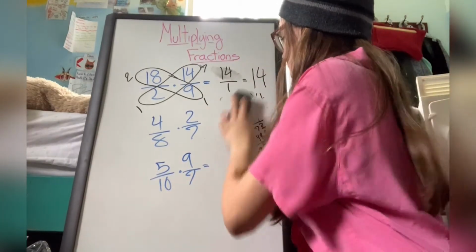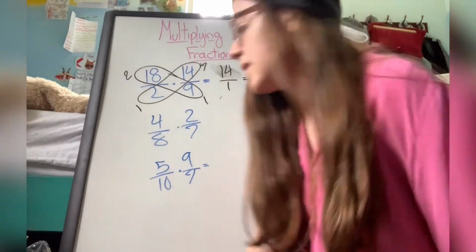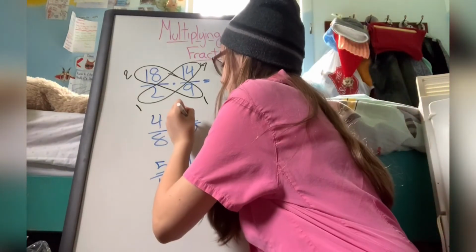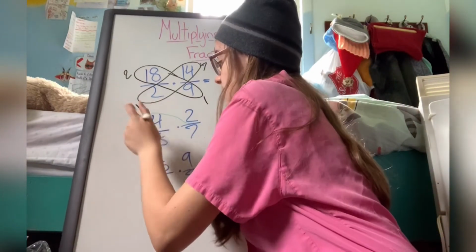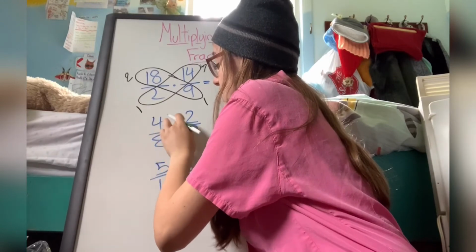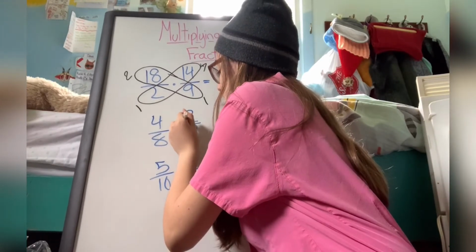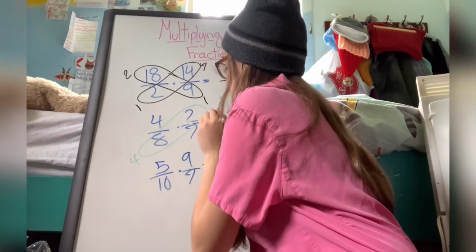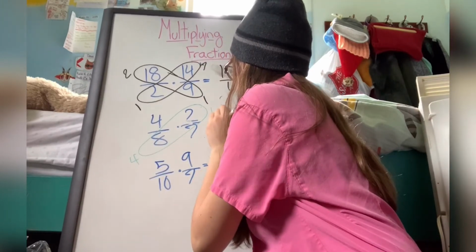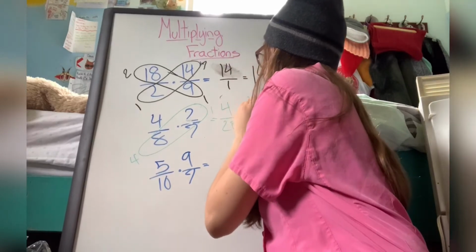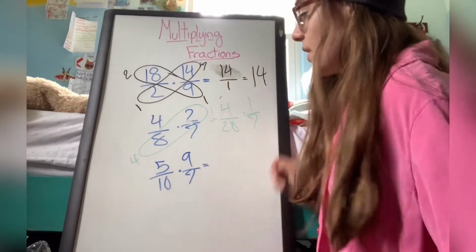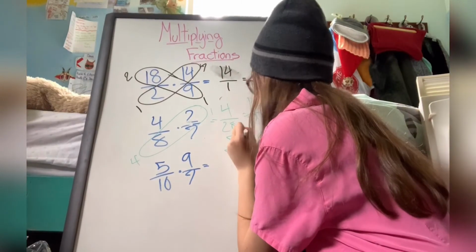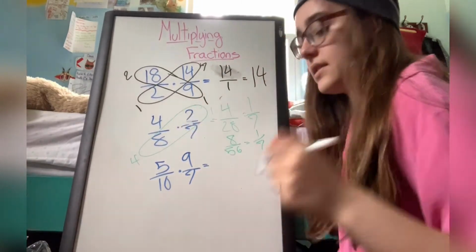The next problem is 4 over 8 times 2 over 7, sorry. If you do cross multiplication, you'd notice you can't do cross multiplication for 4 and 7, but you can for 2 and 8. You'd get 1, 4, and you'd get 4 over 28, which simplifies to 1/7. If you did it out, you'd get 8 over 56, which also simplifies to 1/7. So we know that's correct.